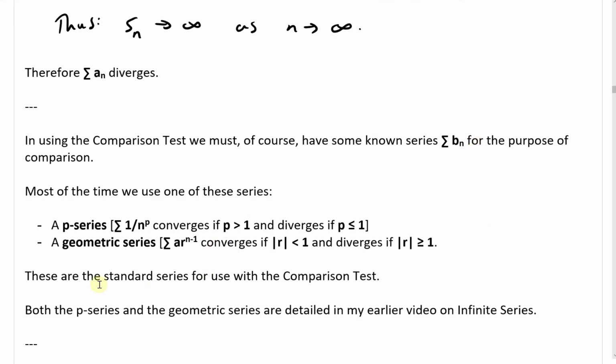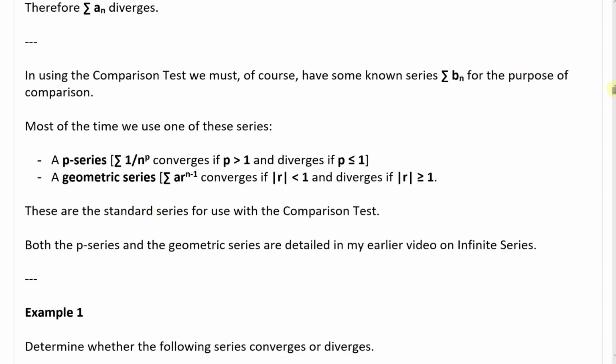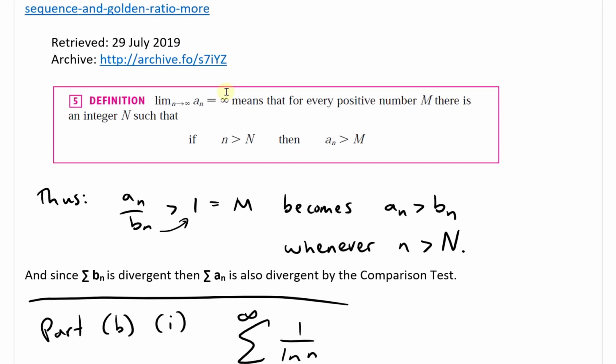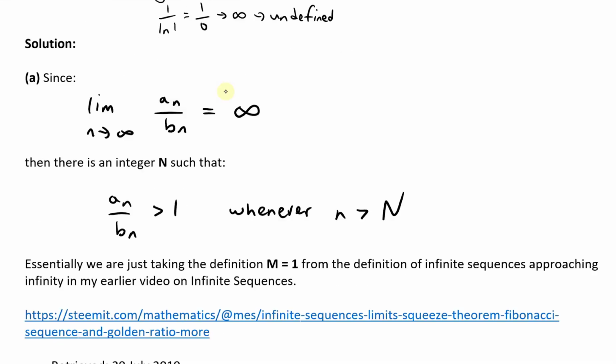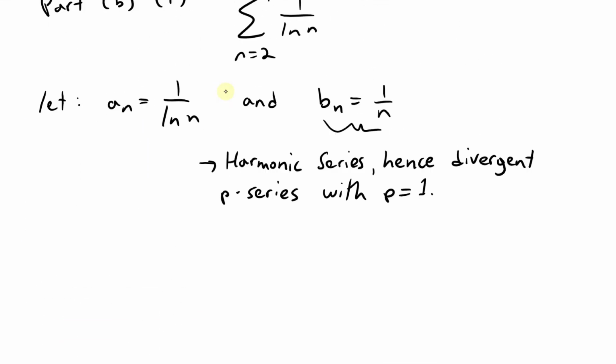And recall the standard series that I illustrated above. The p series is the summation of 1 over n to the power of p. It converges if p is greater than 1, and diverges if p is less than or equal to 1. When it equals 1, we get the harmonic series. So let's go back to this. For this a_n and b_n, it's undefined otherwise, so I'll put here n is greater than or equal to 2. We can't have n equal to 1 because it's not defined for our a_n.